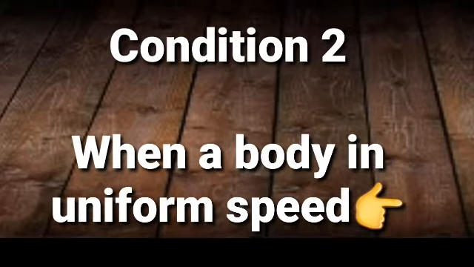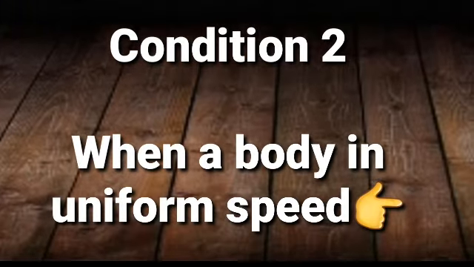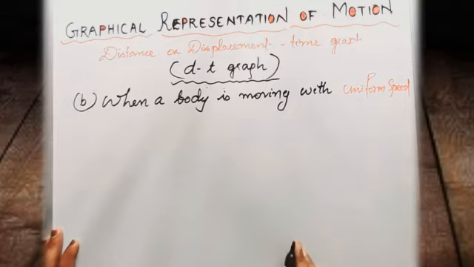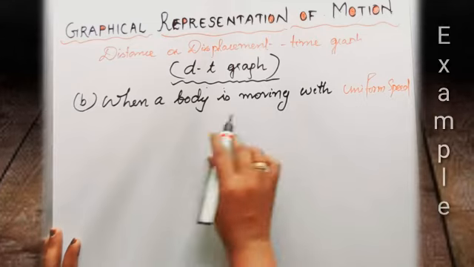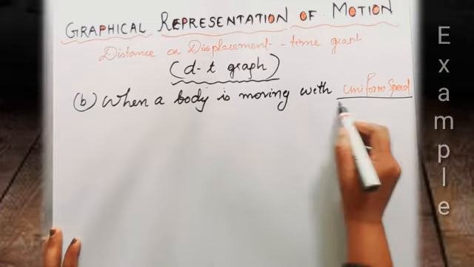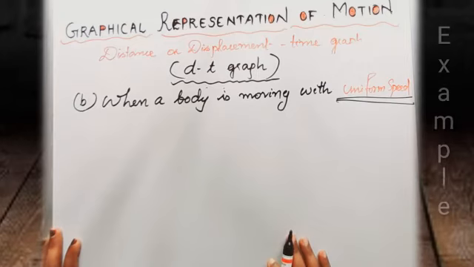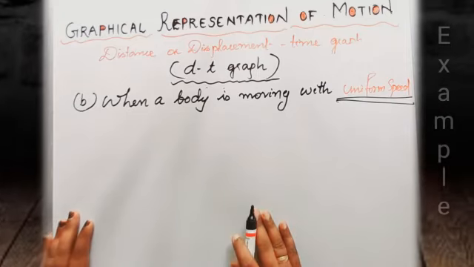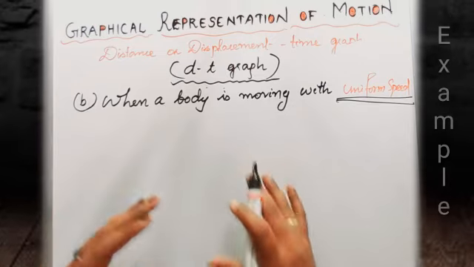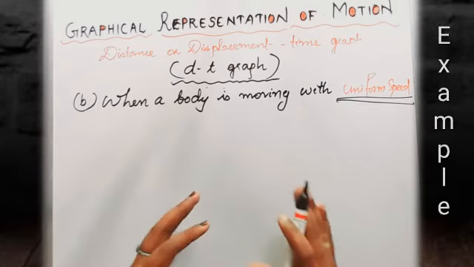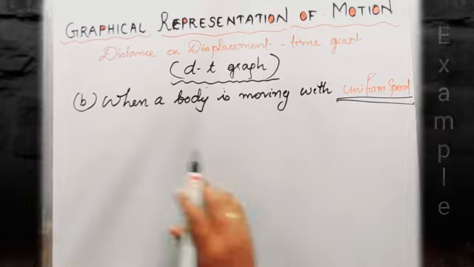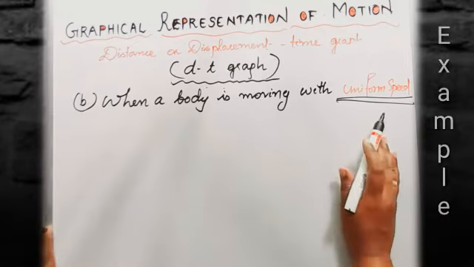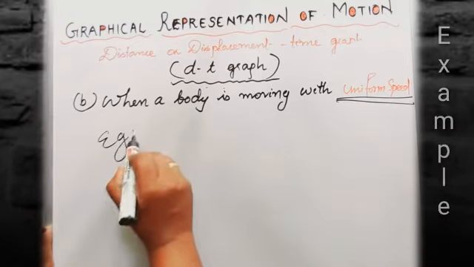Condition 2, when a body is in uniform speed. Okay, the next condition is when a body is moving with uniform speed. First I will explain the example. With the help of the example, we will conclude which kind of graph we will get. I am going to explain an example.